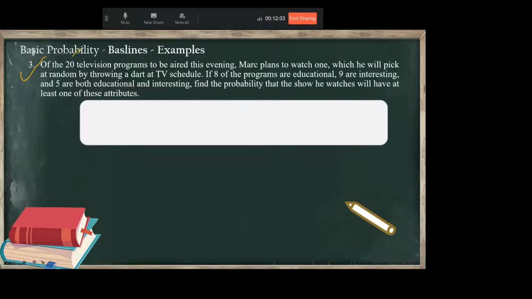Of the 20 television programs to be aired this evening, Mark plans to watch one. So in today's evening, there are so many TV programs, but Mark plans, or you plan, to watch one. Which will you pick at random by throwing a dart at the TV schedule? If 8 of the programs are educational, 9 are interesting, and 5 are both educational and interesting, find the probability that the show you will watch has at least one of these attributes.